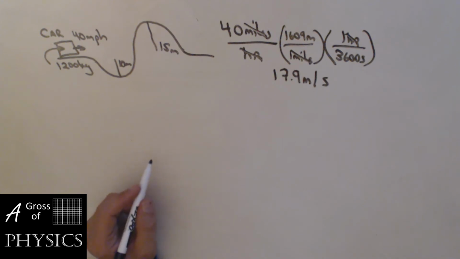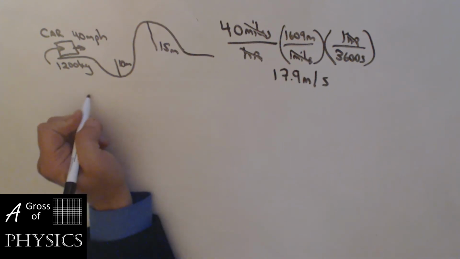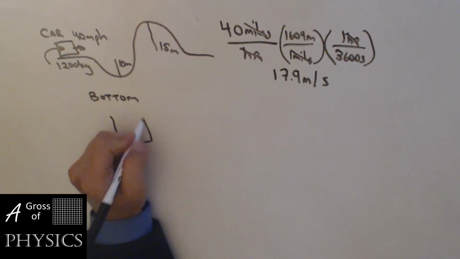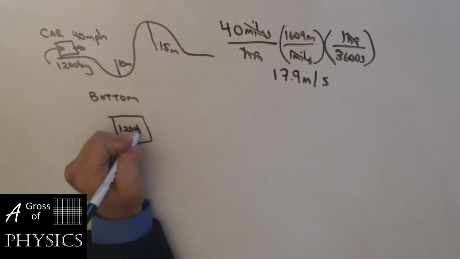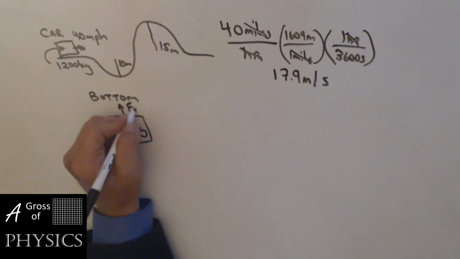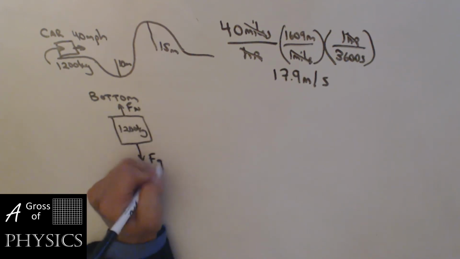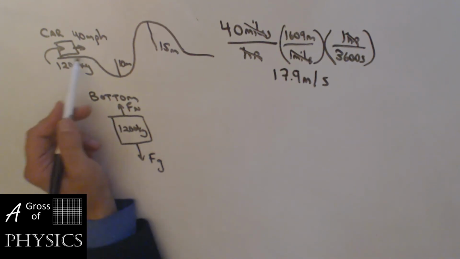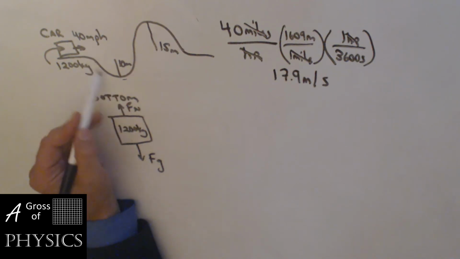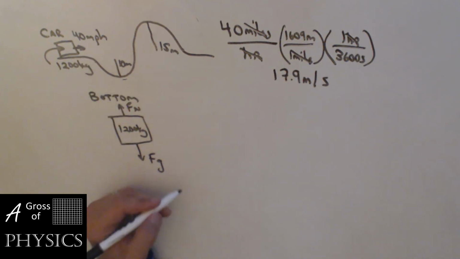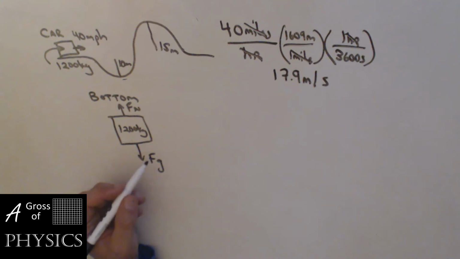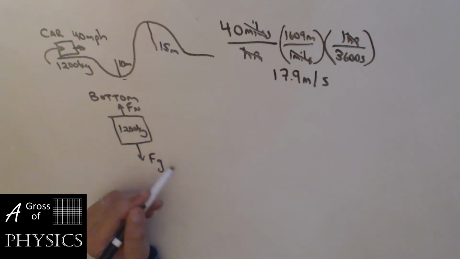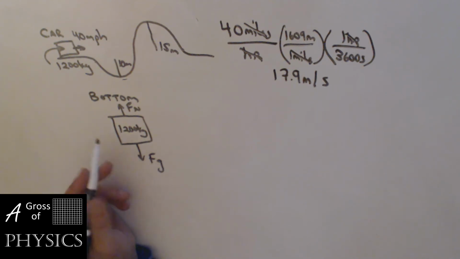Speaking of boxes, we're going to need to draw a free body diagram. And I'll start with the bottom over here. The free body diagram is going to look like this. You have 1,200 in the box, the normal force going up, and gravity going down. Now, normally, gravity and the normal force are the same. But because we're experiencing centripetal motion, circular motion, it's going to have a different value. That centripetal force is going to contribute to the normal force as well. In some cases, it'll add to it. In other cases, it will subtract.